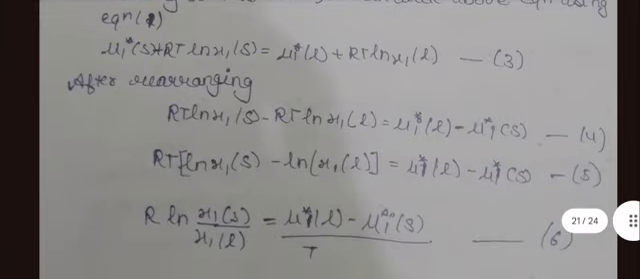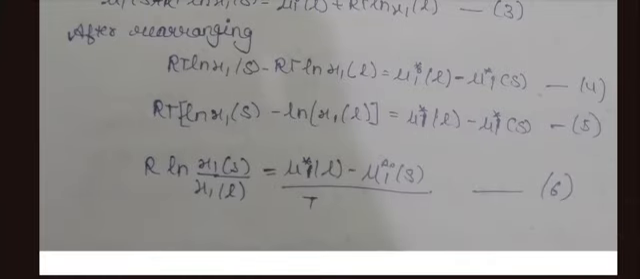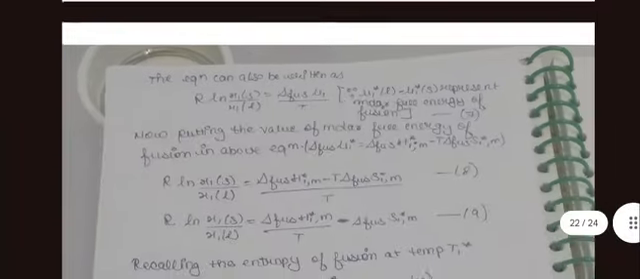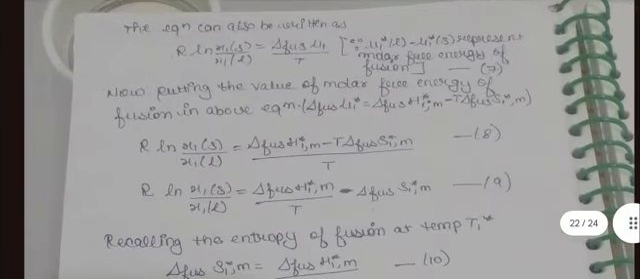After arranging, RT ln X1S minus RT ln X1L is equal to μ1* L minus μ1* S. So R ln (X1S by X1L) is equal to (μ1* L minus μ1* S) by T. The equation can be written as R ln (X1S by X1L) equal to Δfus μ1 by T, because μ1* L minus μ1* S represents the molar free energy of fusion.